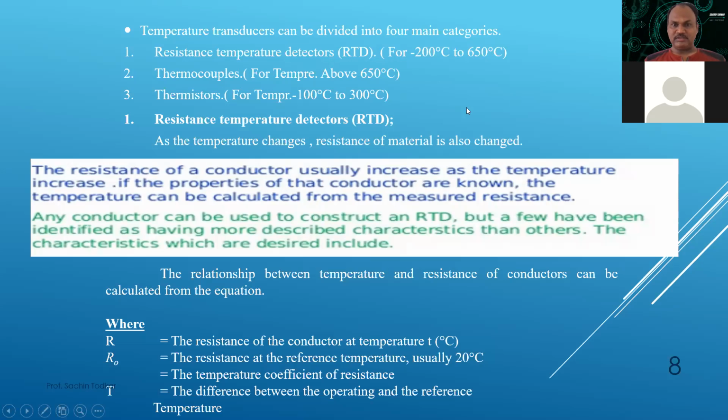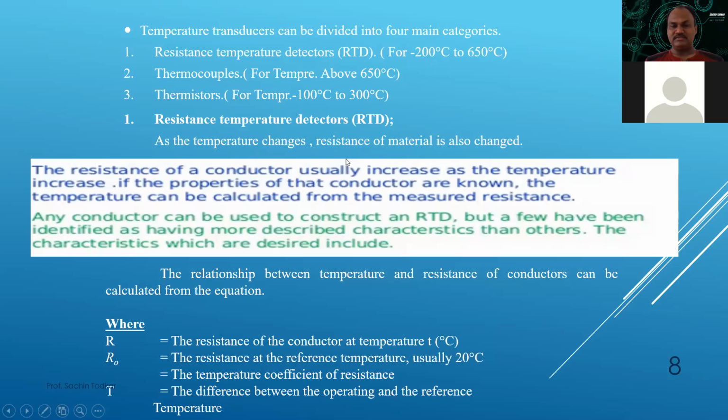Second one, thermocouple. The range are like this. For RTD is minus 200 degrees Celsius to 650 degrees Celsius. For thermocouples, it's about 650 degrees Celsius. Thermistors are used for minus 100 degrees Celsius to 300 degrees Celsius. Now, what is resistance temperature detector that we are going to see?